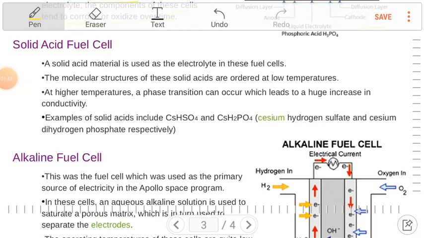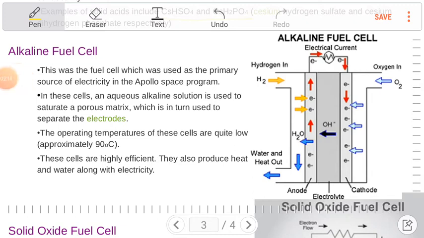Solid acid fuel cell. As the name suggests, the electrolyte material is a solid acid material. Its molecular structure allows only low temperature. At high temperature, a phase transition may occur. Some examples of solid acid are cesium hydrogen sulfate and cesium dihydrogen phosphate.